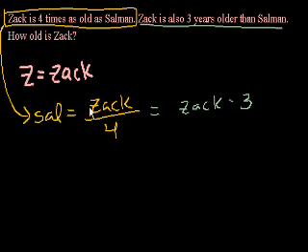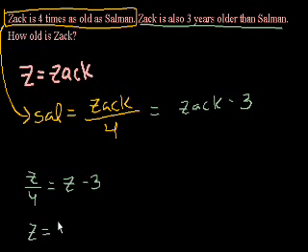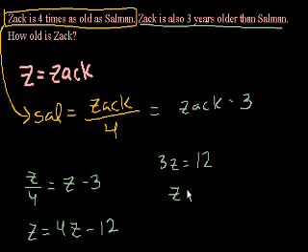Well, we have our equation set up, and actually instead of writing Zach, I should have just written Z. But the equation is all set up for us, and we get Z over 4 is equal to Z minus 3. You can multiply both sides of this equation times 4, and we'll get Z is equal to 4Z, remember to distribute it, minus 12. And then we skip a couple of steps, and I get 3Z is equal to 12, and Zach is equal to 4 years old.